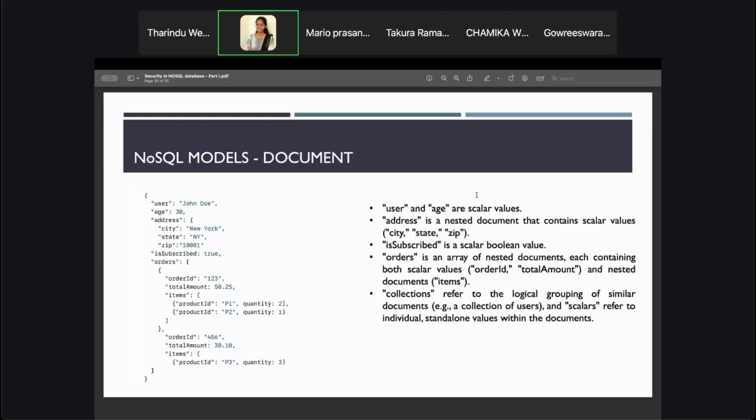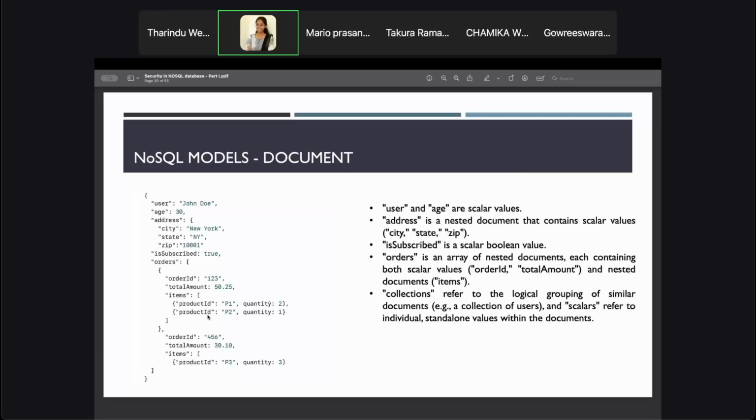You can store scalar data. Scalar value means each single value, we call them scalar value. Or else you can store a nested document. If you see here, there is an order which has order ID, total amount, and within it you can have items with product ID. So it's a nested document. Within an order there is another subset, product.